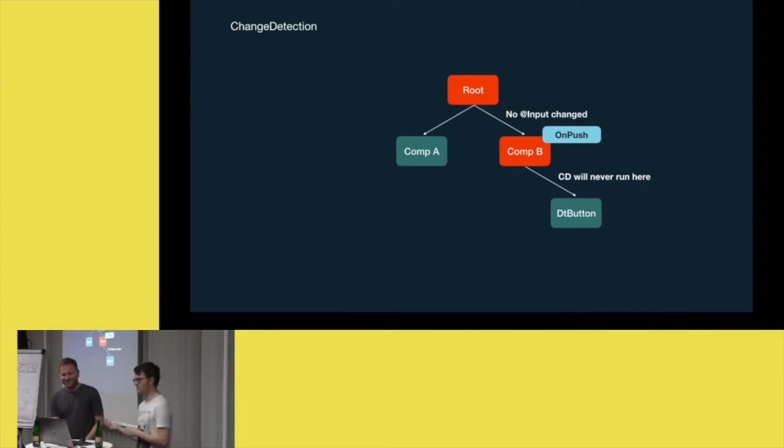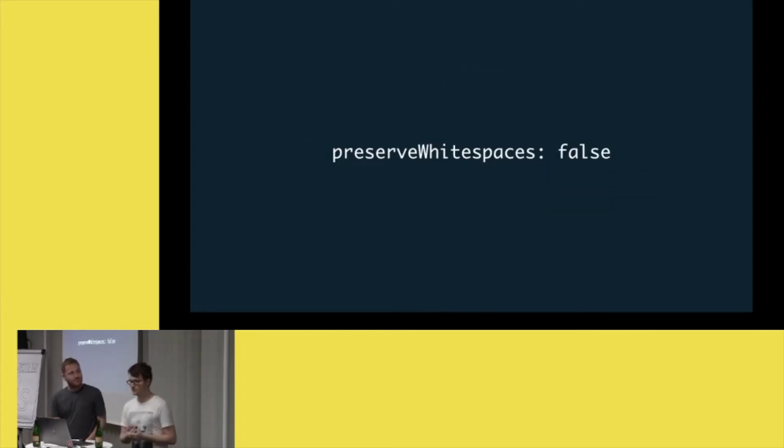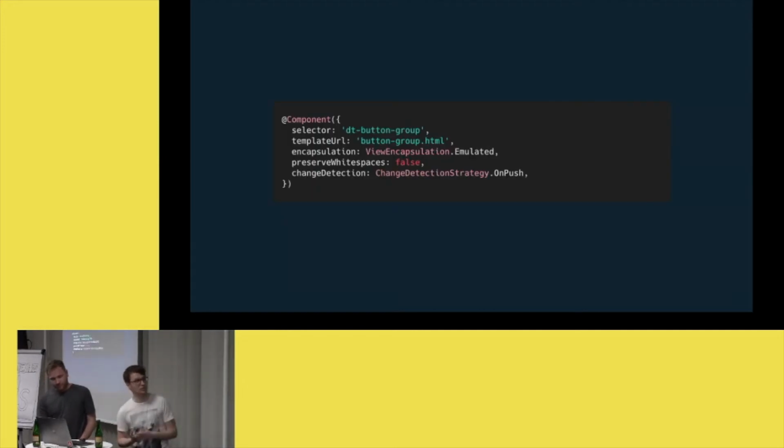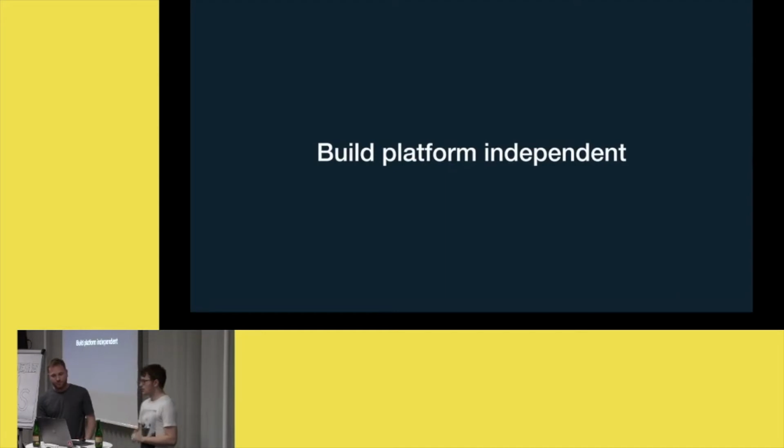So that's why we have to prepare for the worst case scenario where our components always live in an on-push environment inside an application. The same goes for preserve whitespace, which might not be that critical, but it's the same. So you get this from your parent component, so that's why we explicitly set it in our component's decorator to on push and preserve whitespace to false.